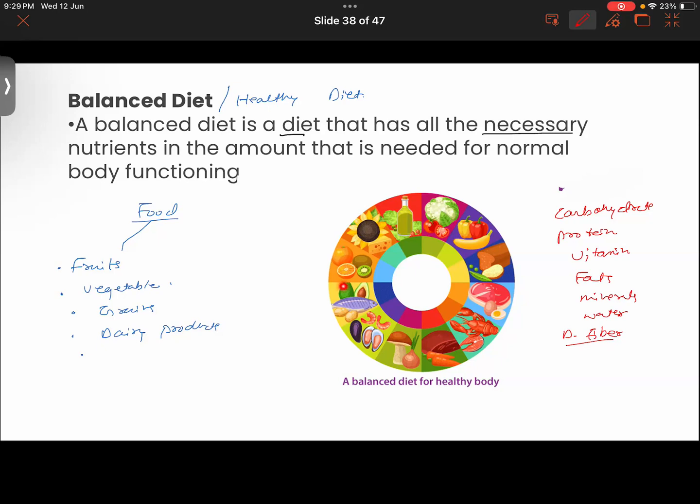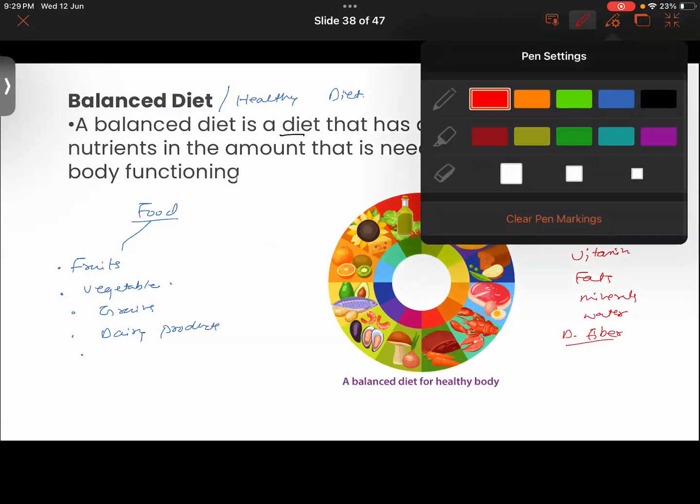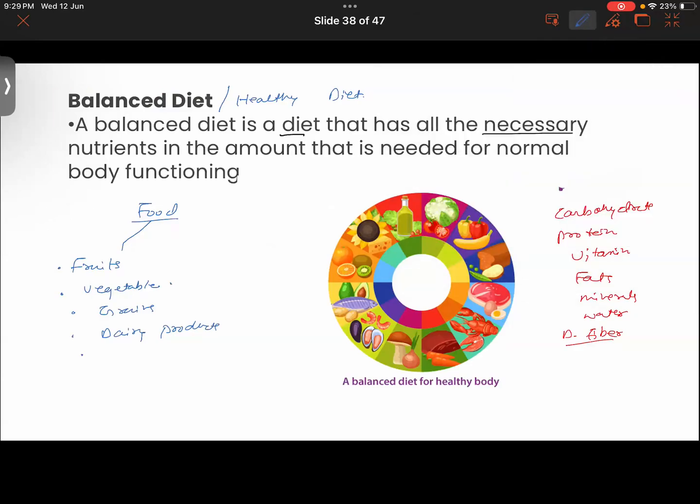It is especially important for children to have a balanced diet to support their growth and development. It is particularly important for children because a child needs proper nourishment, for their proper growth and development.